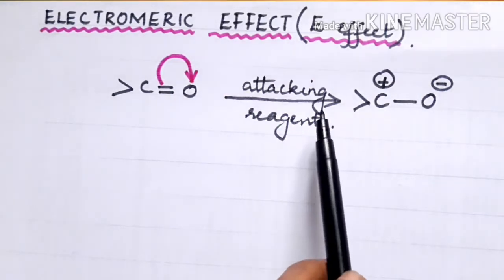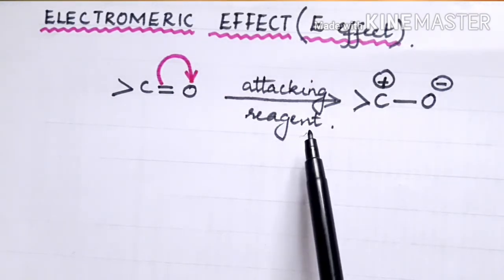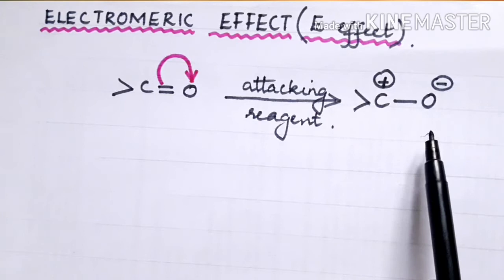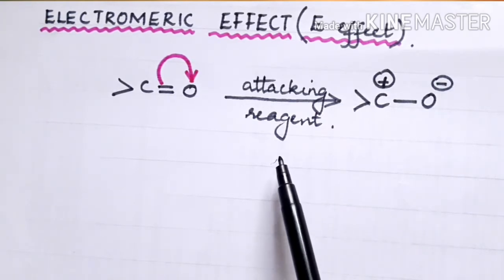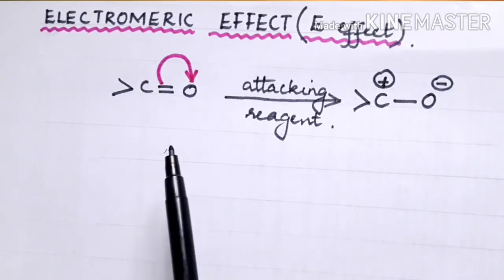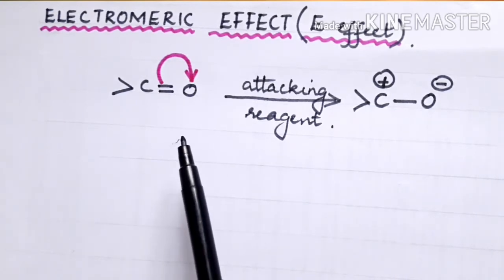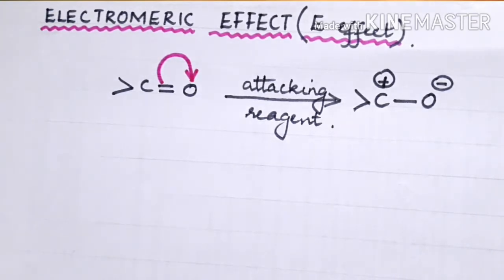As long as the attacking reagent is present, the charge separation continues. The moment you remove the attacking reagent, it reverts back to C double bond O. So, electromeric effect is a temporary effect and takes place only in the presence of a reagent. As soon as the reagent is removed, the molecule reverts back to its original form.